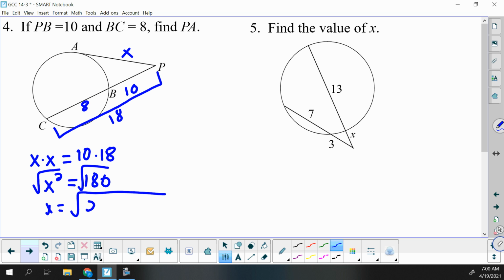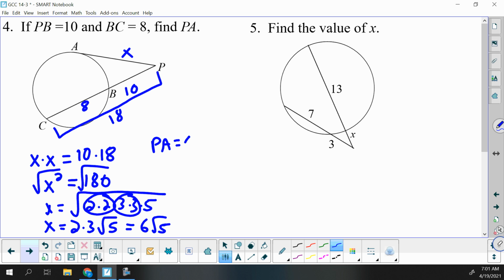So we should have 2 times 2 times 3 times 3 times 5. Circle each pair, one from each pair goes out front. So that's 2 times 3 square root of 5, or in other words, 6 square root of 5. They wanted to find PA, which is what we ended up calling x, so PA is just 6 square root of 5.